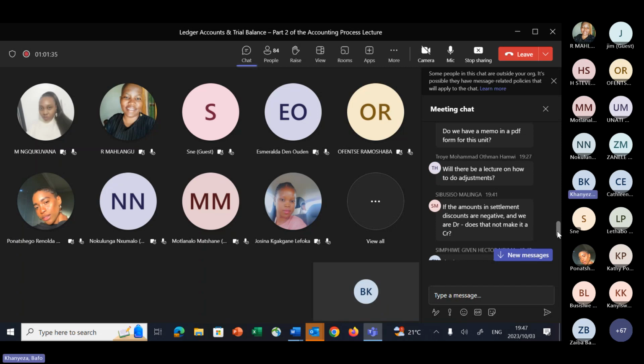Now I was answering the question from Spiwe, Maling, Troy: will there be a lecture on how to do adjustments? Yes, Troy, there is a lecture on adjustments. I think it's tomorrow's lecture. Once we have a trial balance, the next thing we do is adjustments and then we do financial statements. So let's take you through the whole process till the end, the financial statements. I think the last lecture we will have will cover the bank reconciliation and those types of things.